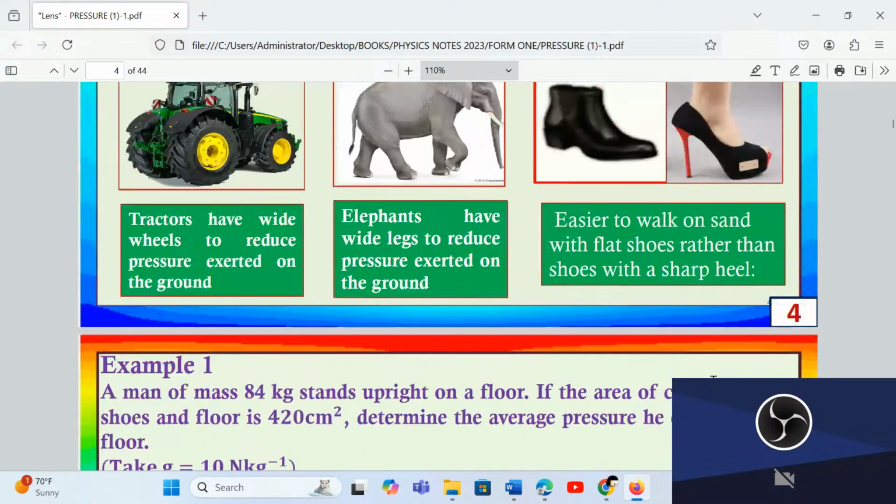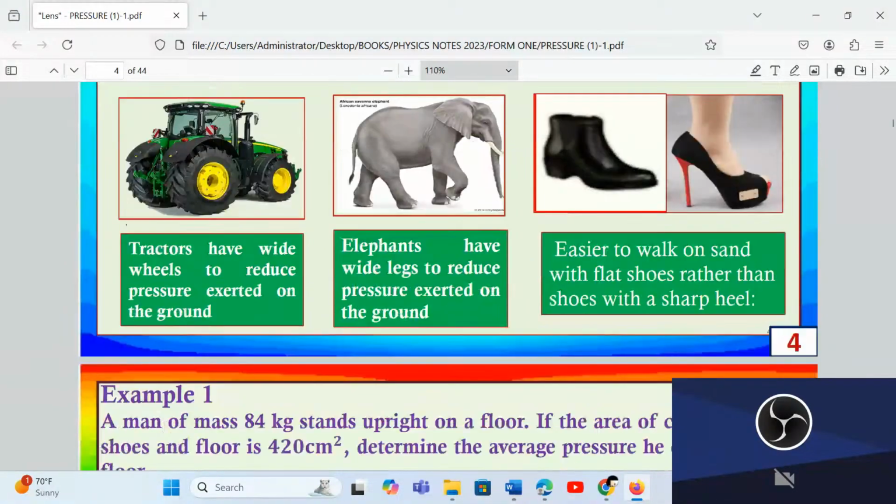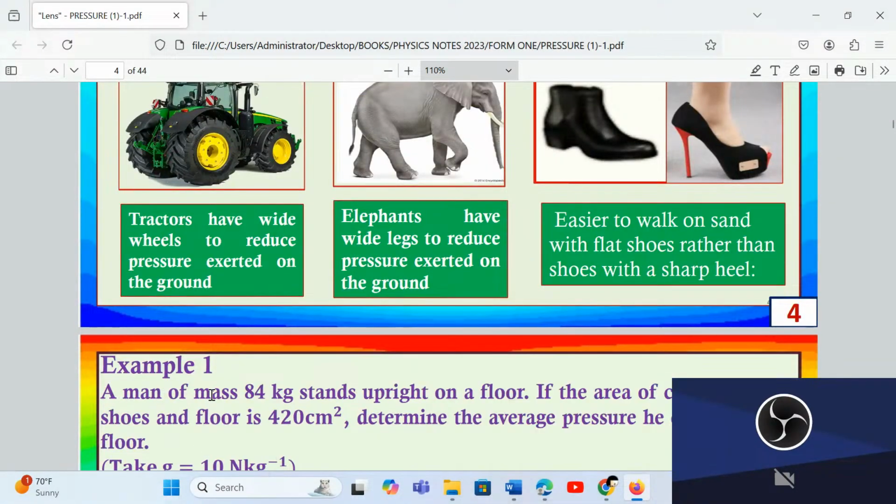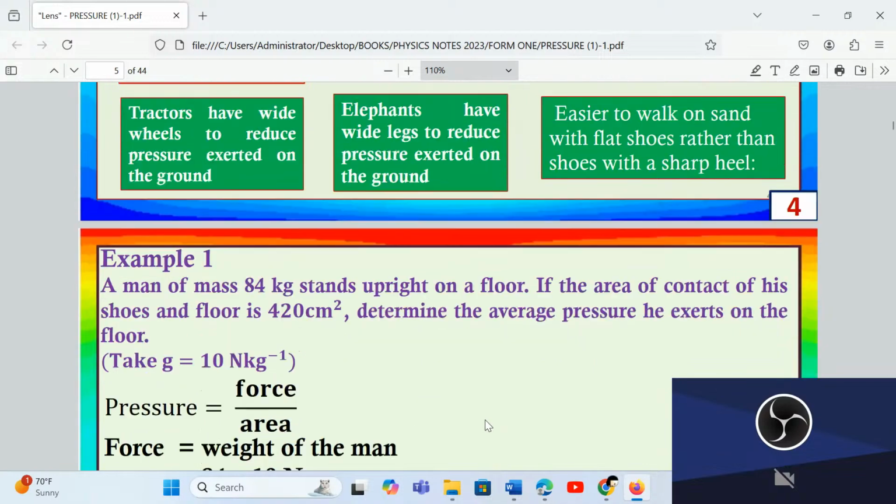And here is the question. A man of mass 84 kilograms stands upright on a floor. If the area of contact of his shoes and floor is 420 square centimeters, determine the average pressure he exerts on the floor. Remember, a man is having two legs. You can have the solution.